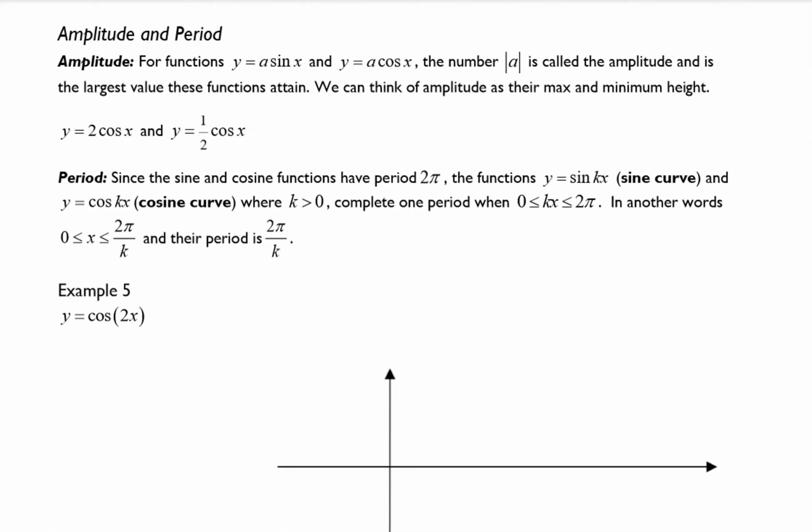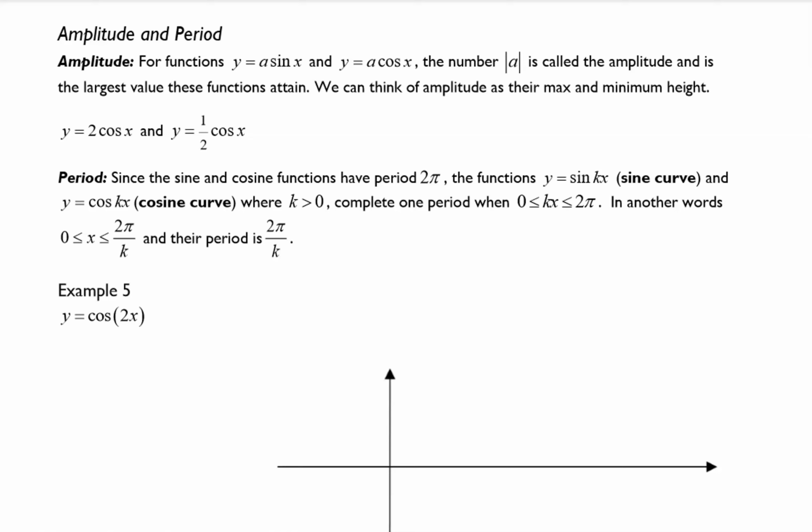Let's talk about amplitude and period. For functions y equals a times sine of x and y equals a times cosine of x, the absolute value of a is called the amplitude and is the largest value these functions attain. We can think of amplitude as their max and min height. It's the min height when we multiply by a -1.